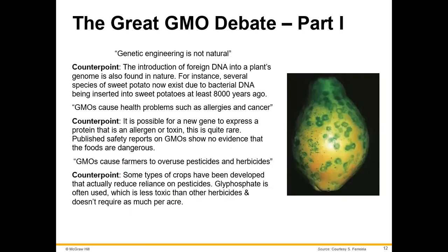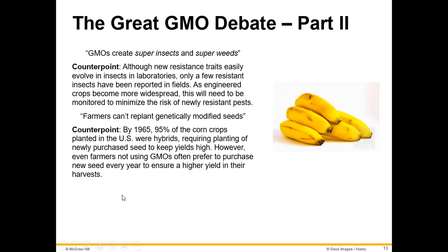So GMO stands for genetically modified organism. And so there's a lot of controversy within social media and in the news and in public opinion about GMOs. So one of the arguments that you'll see, it's not natural, it causes allergies, it can cause cancer, it can cause overuse of pesticides and herbicides. And so here are some counterpoints to think about. It creates superbugs, superweeds, they can't replant them. And again, here are some counterpoints for you to read over.